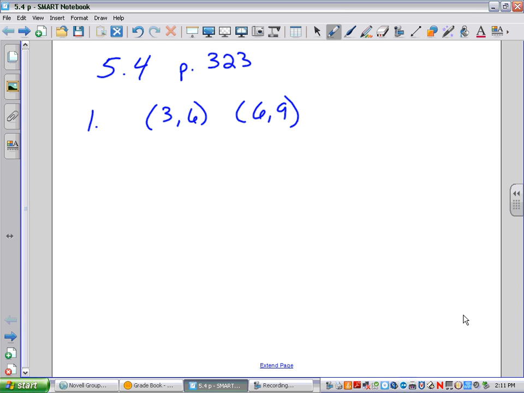And the formula says that m equals, and m is the letter in algebra that we use for slope. And you take y2 minus y1. Now that's not squared. That's like the second y minus the first y. That's what that means. y2 minus y1. Then you take that over the second x minus the first x.